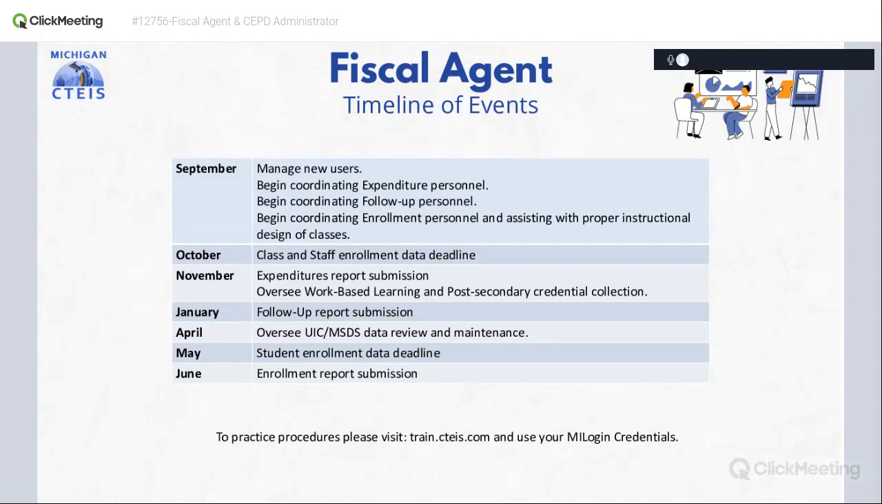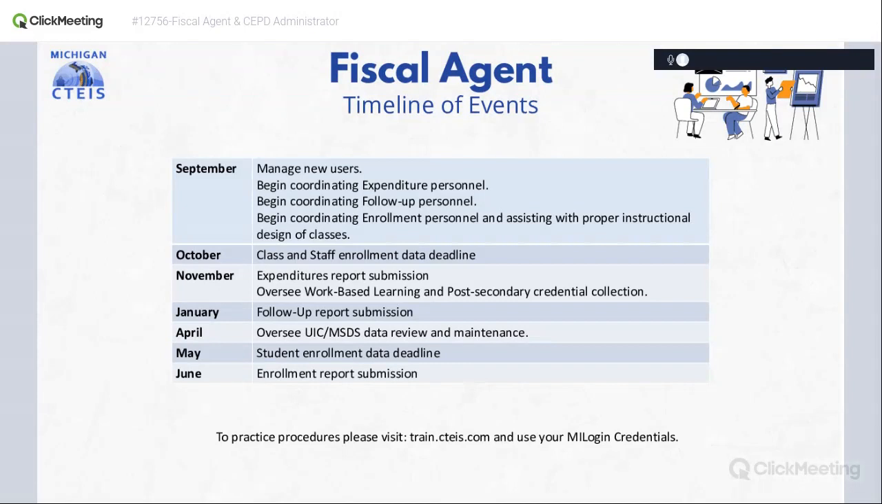October 13th specifically is your class and staff enrollment data deadline. So by October 13th, you need to make sure that you have your class, your course and staff information from your building reporter ready and already sent to your CEPD admin. That's the deadline for your data to your CEPD admin, October 13th.